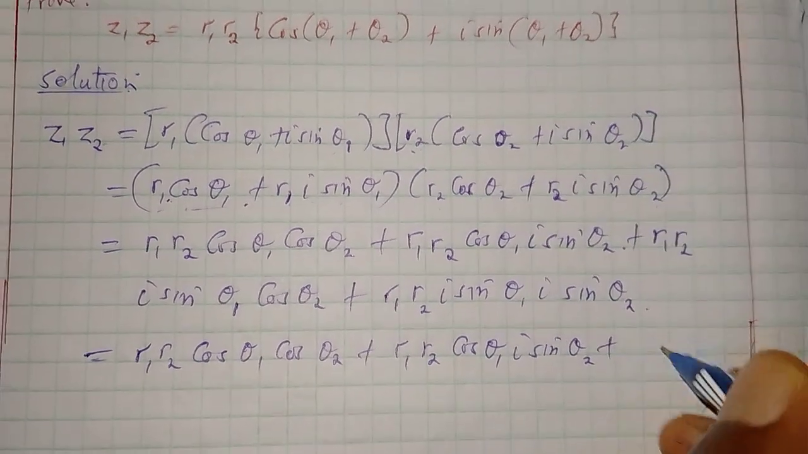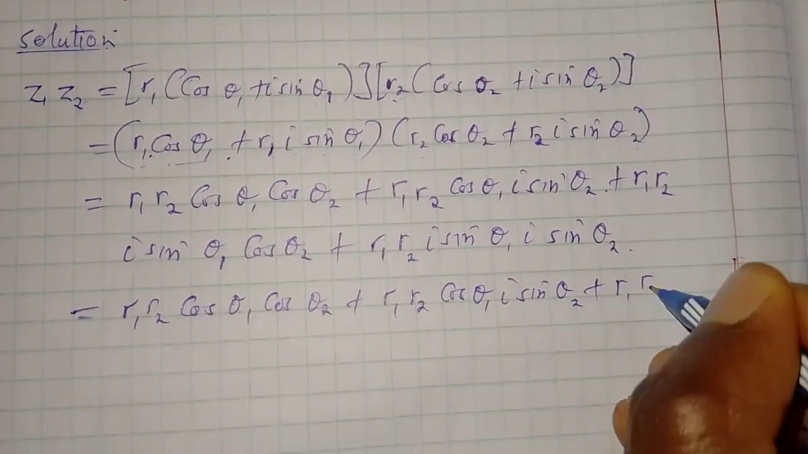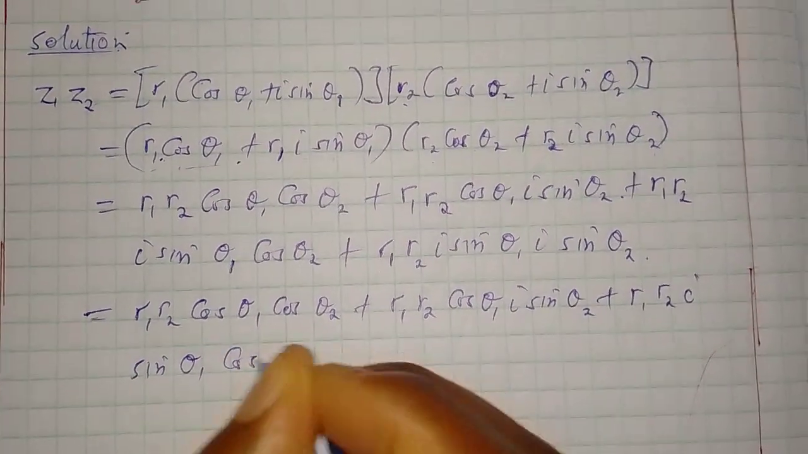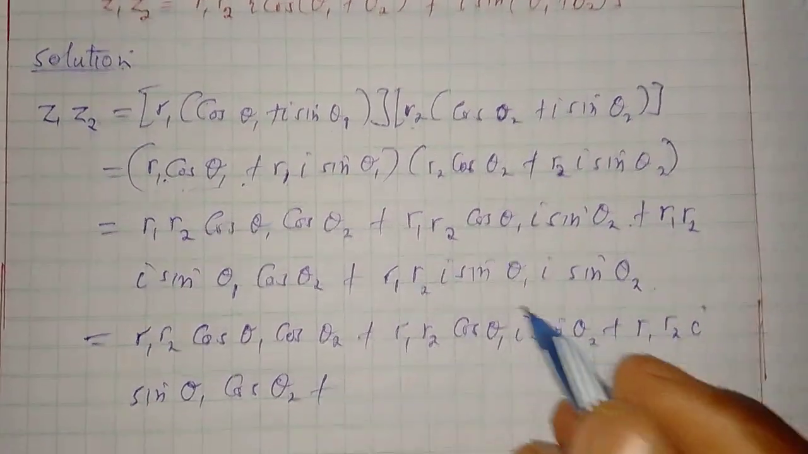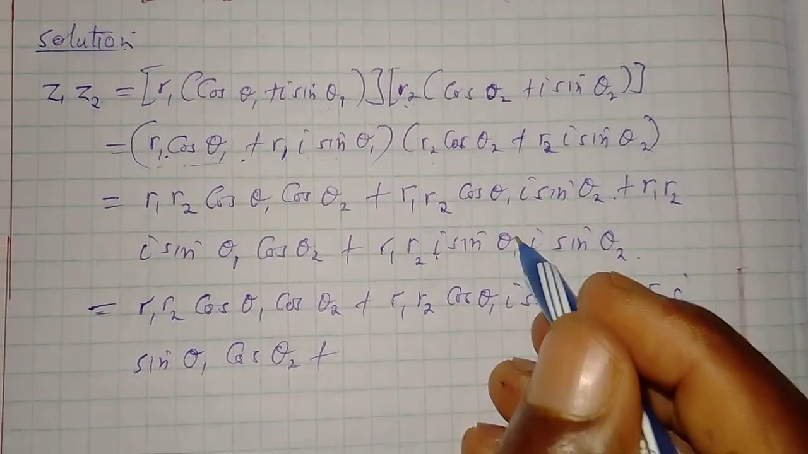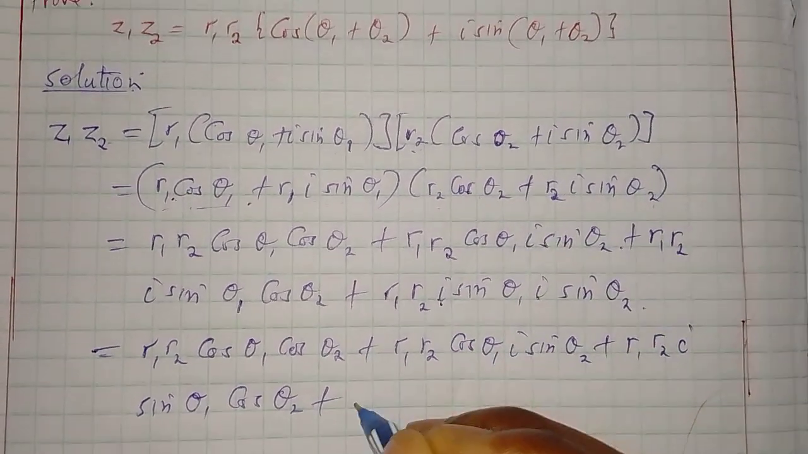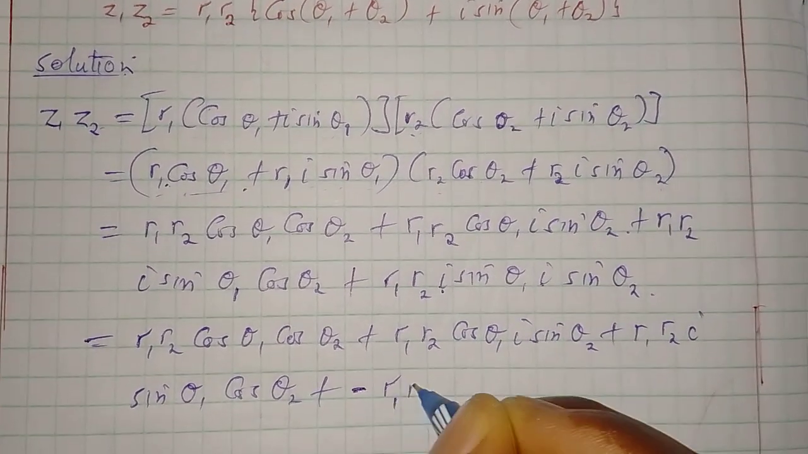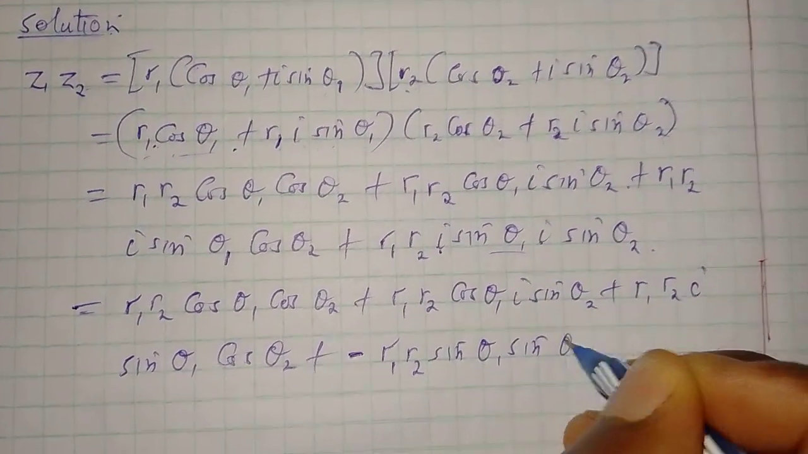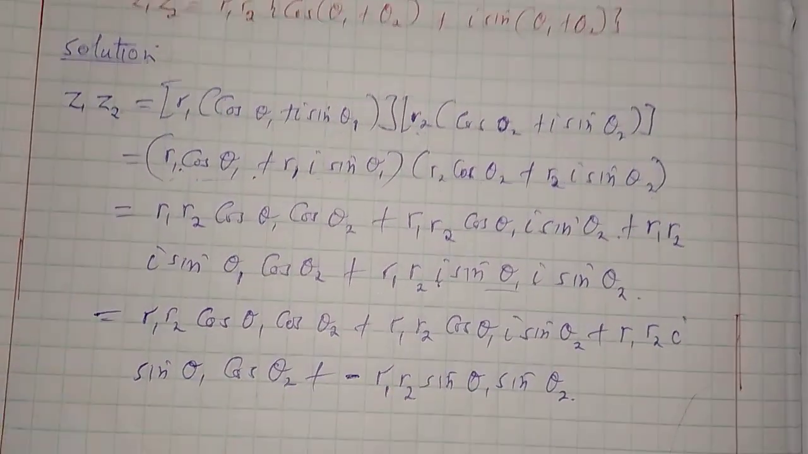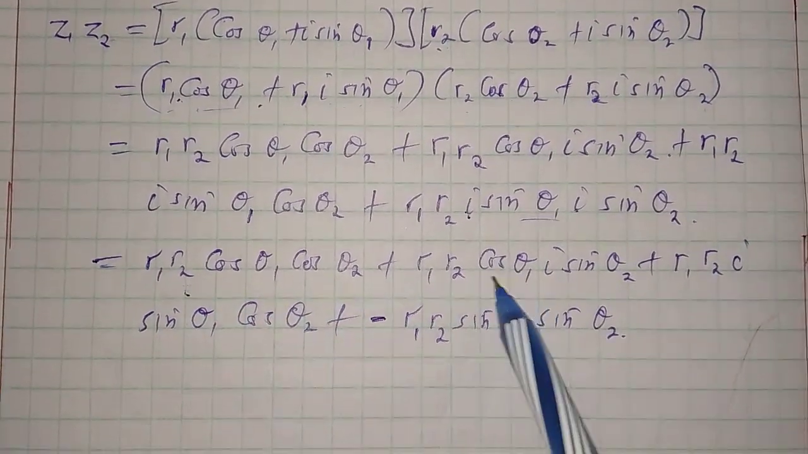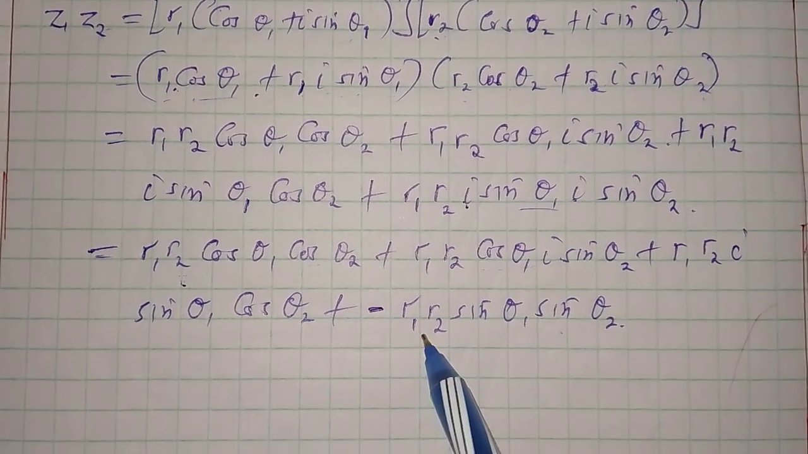theta2 plus r1 r2 i sin theta1 cos theta2 plus, remember we have here i times i is i squared, which is equal to what? Minus 1. So it gives us negative r1 r2 sin theta1 sin theta2. After that, you can see you have a common factor in this term, in this term, in this term, in this term, that is r1 r2.